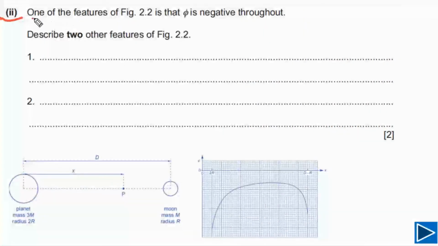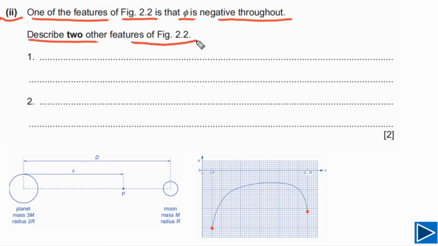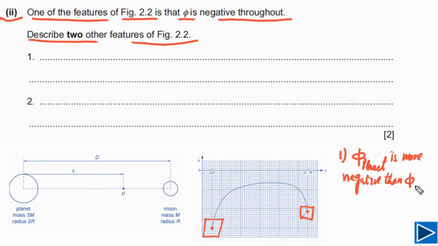For part 2, it is given to us that one of the features of figure 2.2 is that phi is negative throughout. It means potential is always negative, starting from the surface of the planet to the surface of the moon. We need to describe 2 other features of figure 2.2. If you look at the surface of the planet and the surface of the moon, the one feature we can say is that potential at the surface of the planet, phi at the planet, is more negative than potential at the surface of the moon. So this can be 1 point.